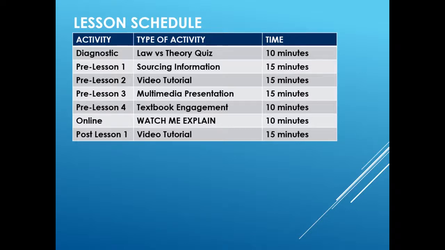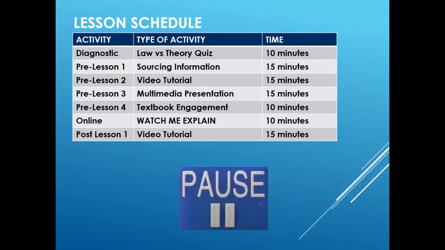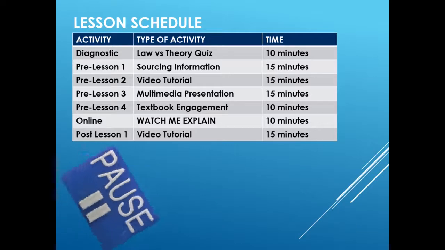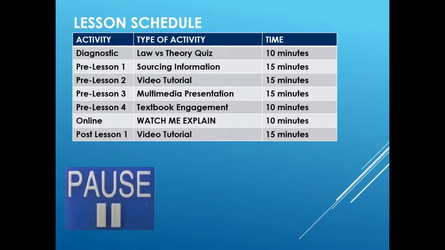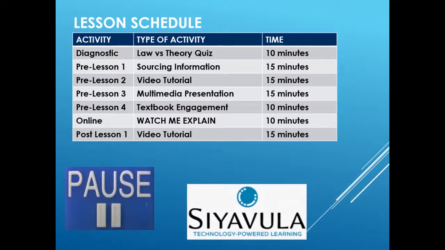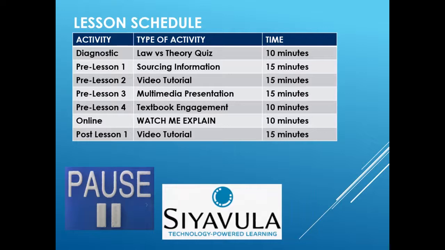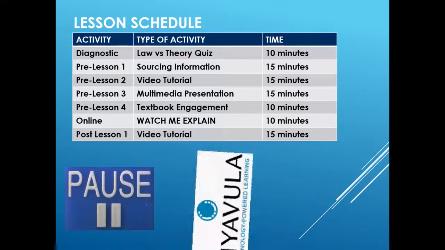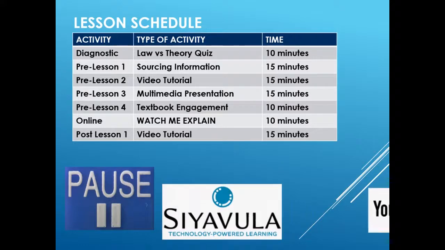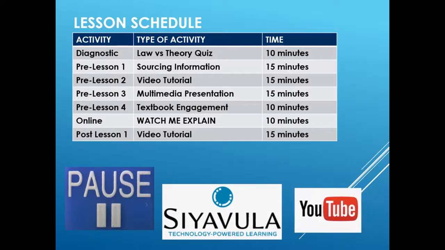There are just some important things that you need to pay attention to. When you see this pause clip, or this pause button, know that you must pause the video and do the activity. The textbook activities all come from the Siyavula textbooks, which are an open online source textbook, and it's Everything Science grade 12. All the video tutorials are found on YouTube, and I will provide you with the links to get there.